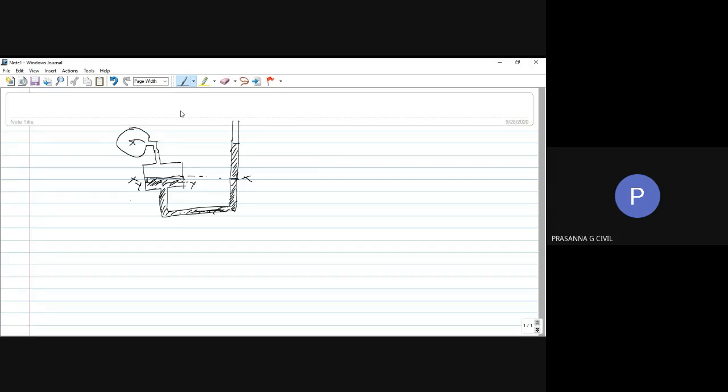A single column manometer is connected to a pipe containing a fluid of specific gravity 0.9, as shown. Okay, so they're giving a figure and they're giving it there.